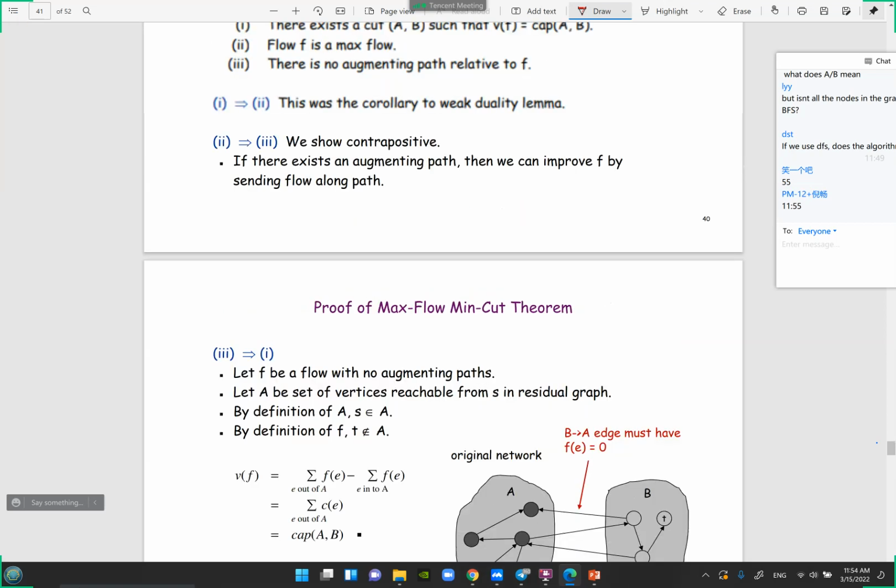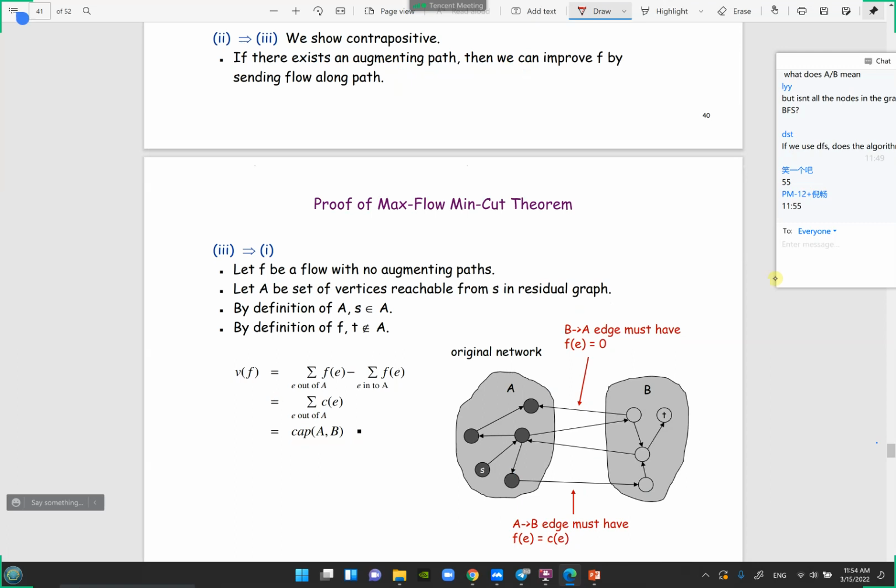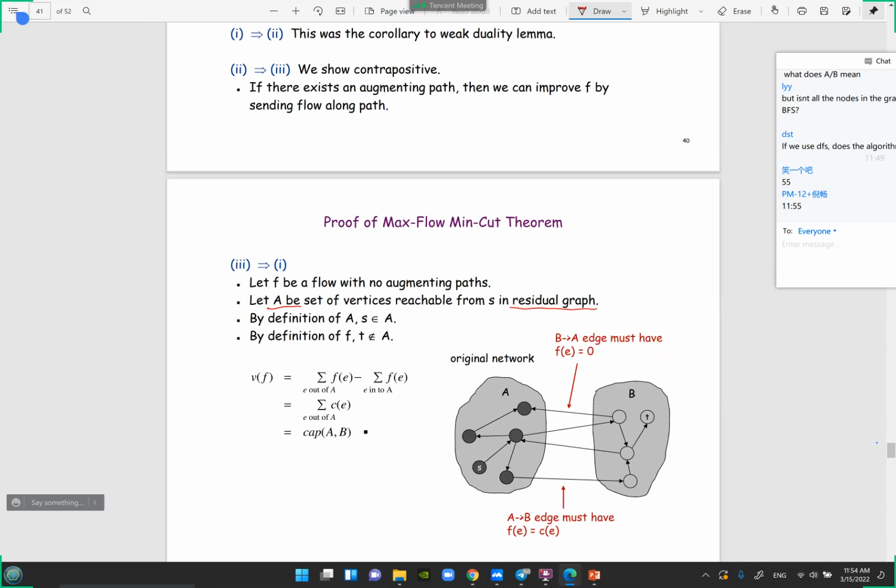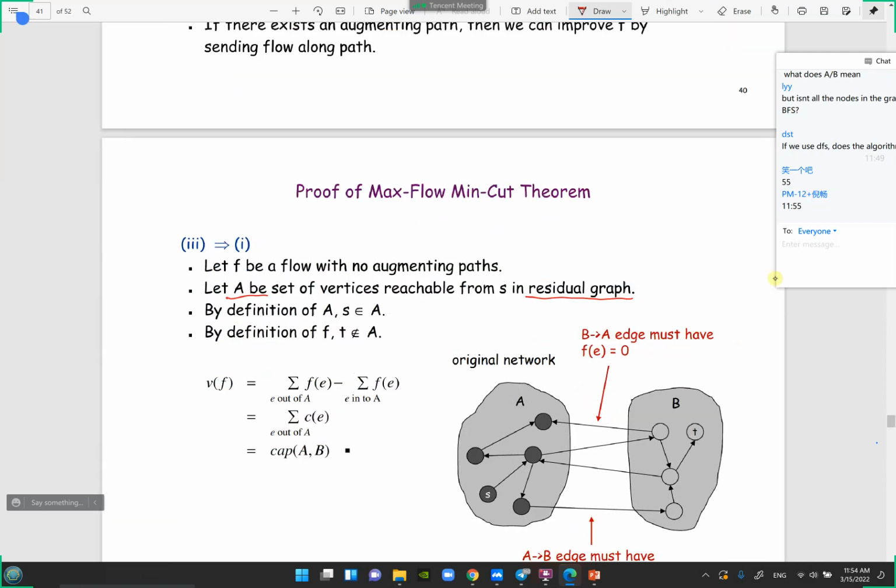So suppose you have this flow F, which does not have any augmenting paths. Now let A be the set of vertices that you can reach from S in the residual graph. So you have some flow, and the flow leads to some residual graph. And now you're going to take the node S, and let's say you do a BFS in that residual graph in order to find all of the vertices that you can reach in that residual graph.